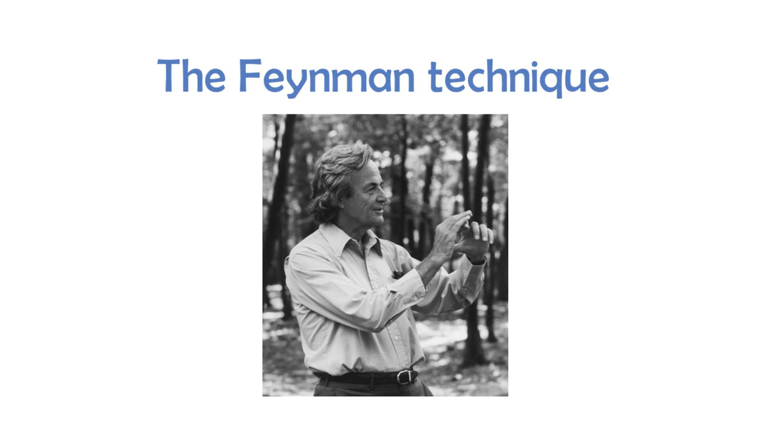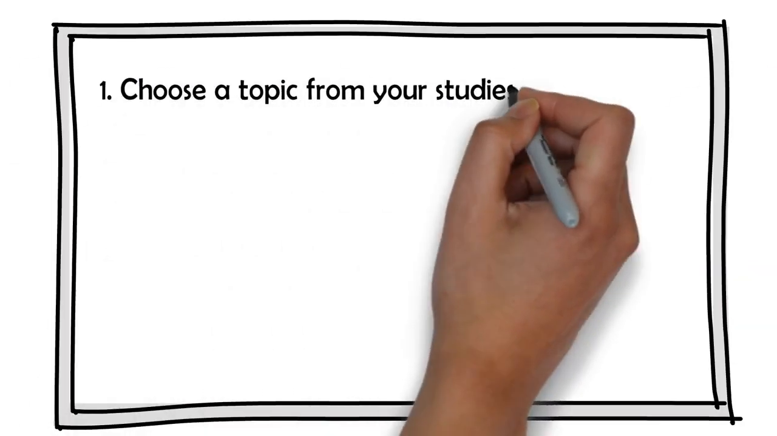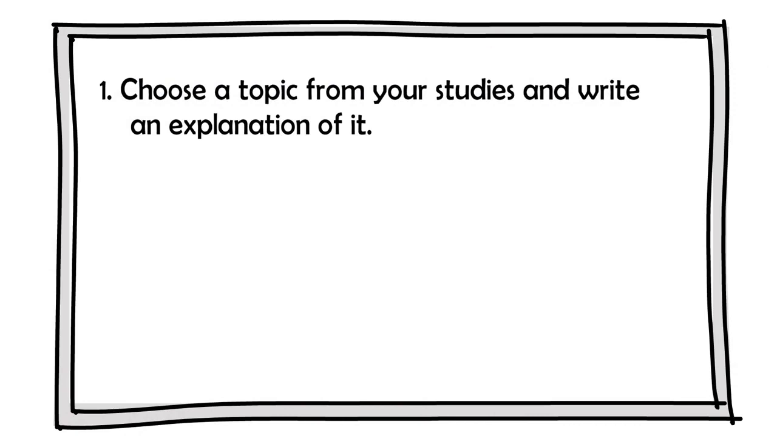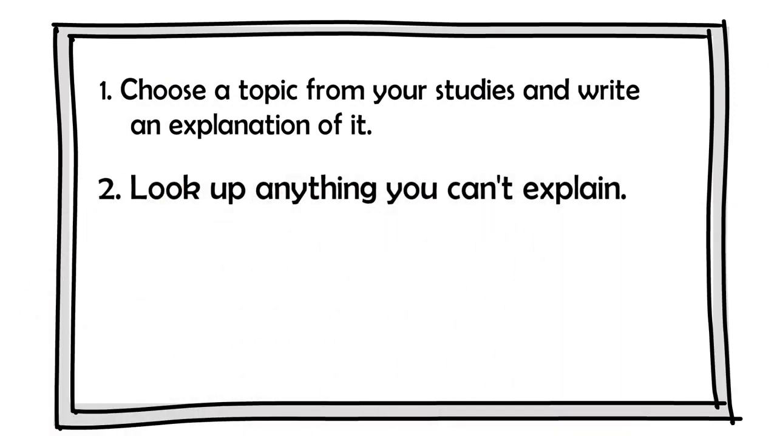One, we help you better understand something for your studies, and two, we get you writing about your subject in plain English, which is key to good scientific writing. So let's walk through the technique in 3 steps. 1. Choose a topic from your studies that you want to improve your understanding of, and write an explanation of it.